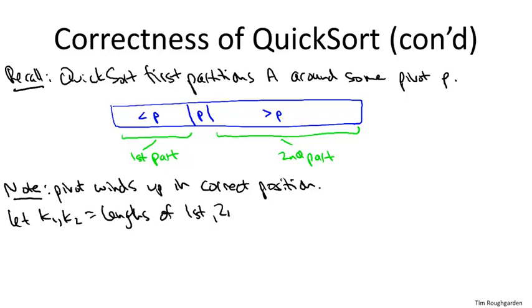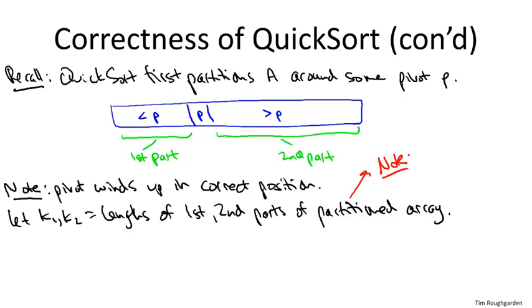Now to apply the inductive hypothesis, which you'll recall is a hypothesis about how Quicksort operates on smaller subarrays, let's call the length of the first part and the second part of the partitioned array K1 and K2, respectively. Now, crucially, both K1 and K2 are strictly less than n. Both of these two parts have length strictly less than that of the given input array A. That's because the pivot, in particular, is excluded from both of those two parts. So they can have at most n-1 elements.